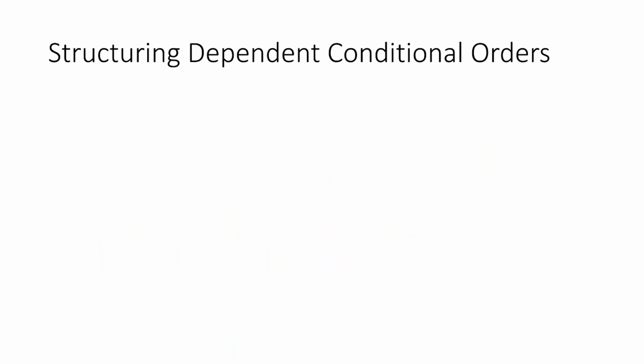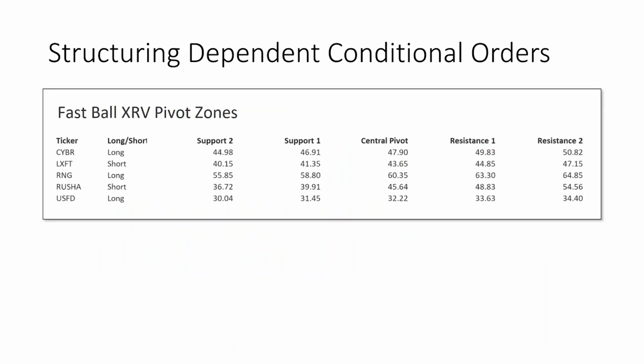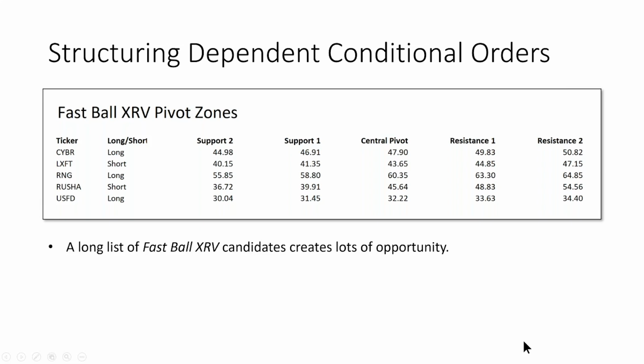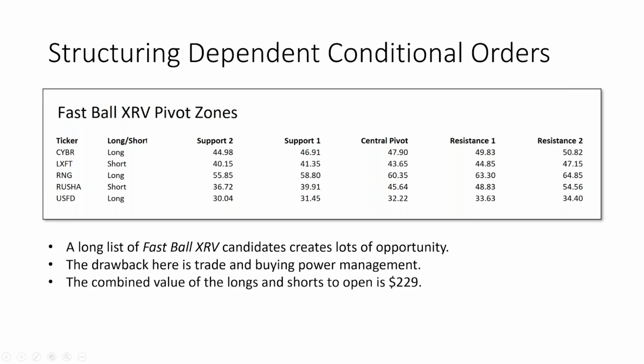So what if you have a bunch of these and you want to structure these orders? Here is the day that I put this slide together. These were the stocks that were on the list for this XRV service. So you had 1, 2, 3, 4, 5 stocks. And if instead of using a bracket order, you use a conditional order, then you still have all this opportunity to get in. But when you look at this, you can see all those stocks together, $229 per share is what that adds up to for the long entries and the short entries.